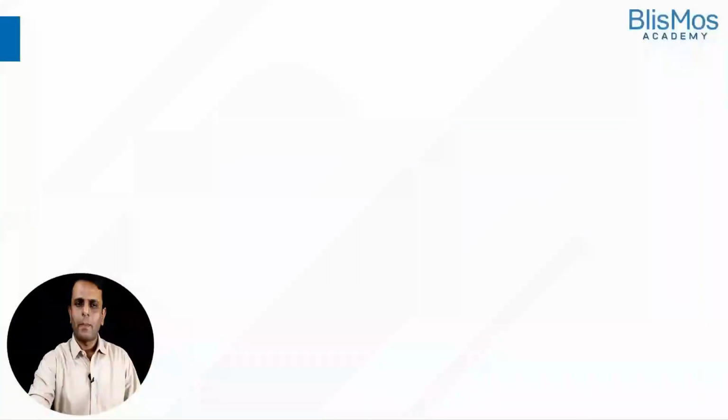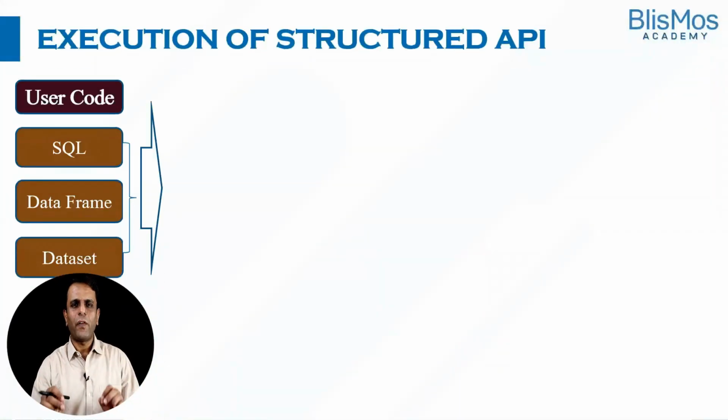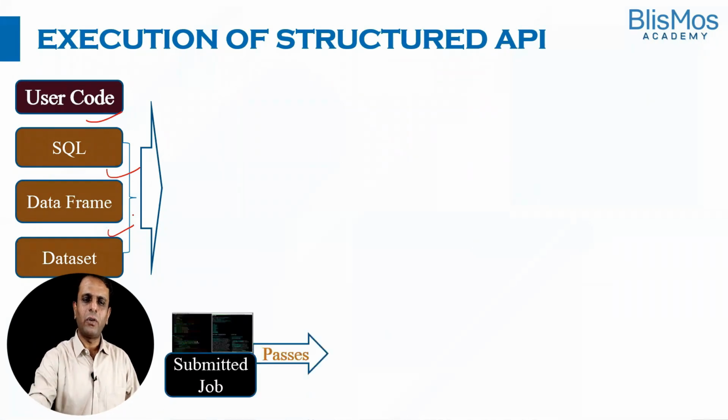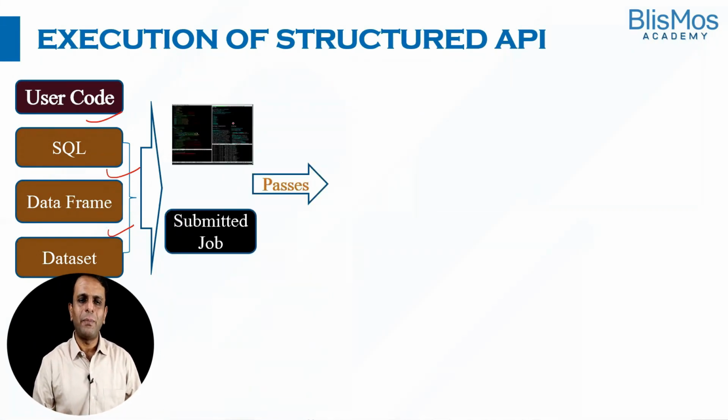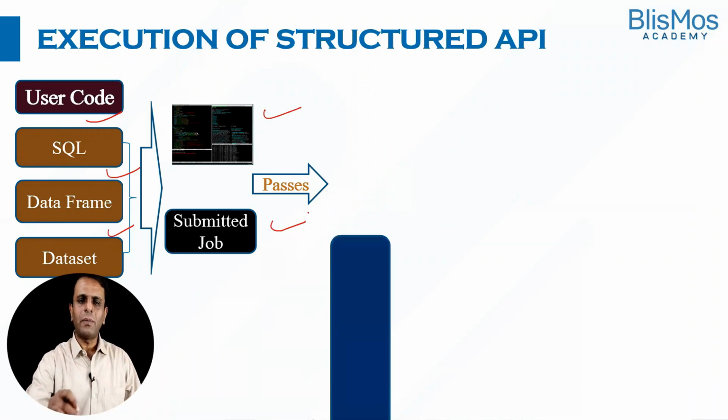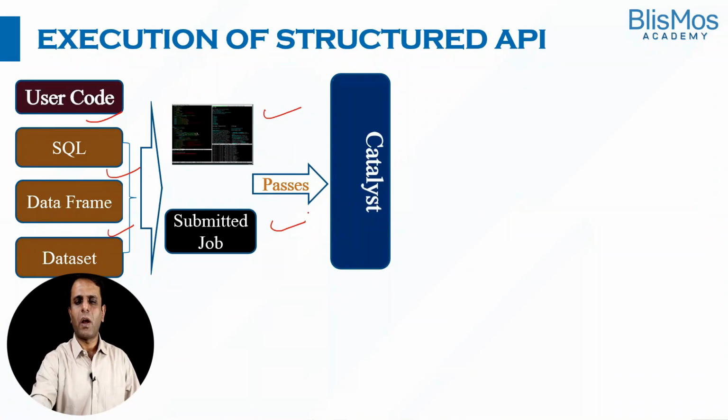Welcome back. As a part of this lecture, we'll try to understand a structured API execution at a high level. First and foremost, you would have written a beautiful code in either SQL, DataFrame or Dataset. When you have written code using the structured APIs, you will submit it through a console or a Spark job. Once that is done, that will be passed on to a Catalyst optimizer.